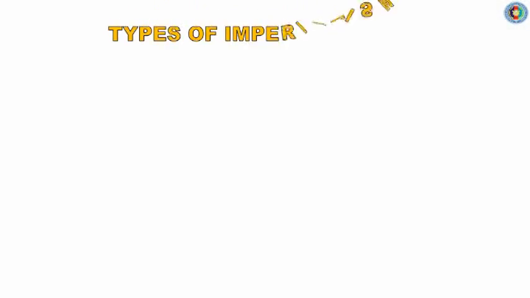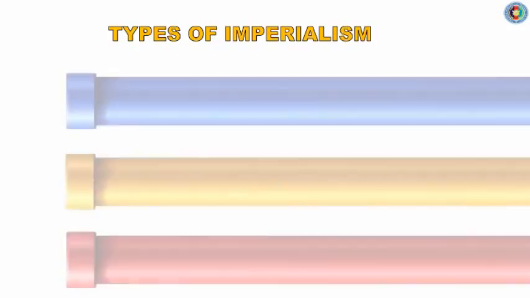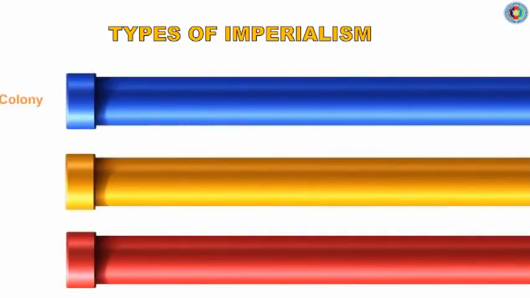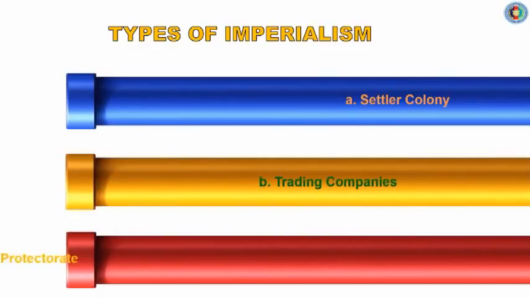Okay, now we move to the types of imperialism. Basically, there are three types of imperialism. First is settler colonies, where Europeans settled themselves in the territories permanently. They took control of the territory. Then, after years, the territory would become independent. For example, Algeria, South Africa, Canada, Australia, and New Zealand.